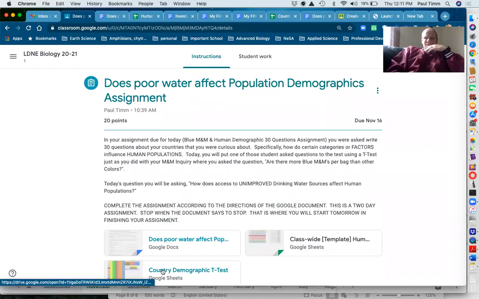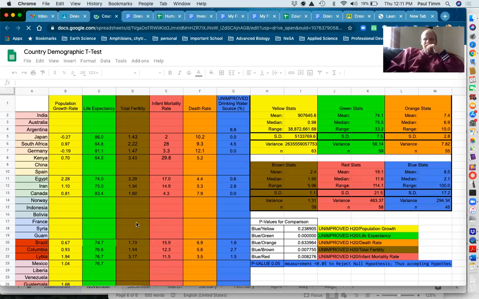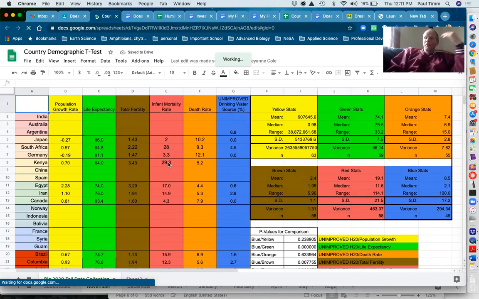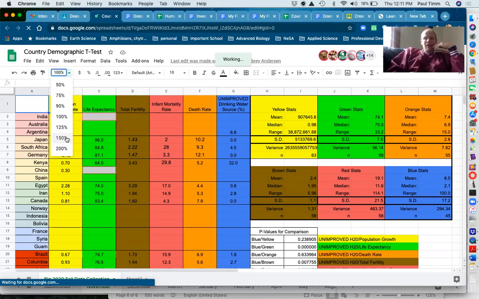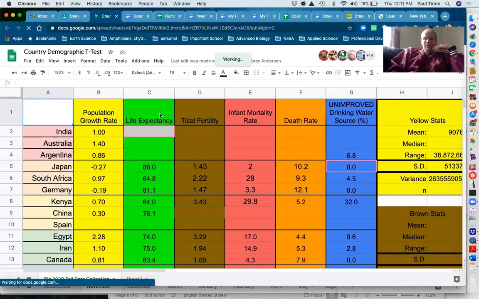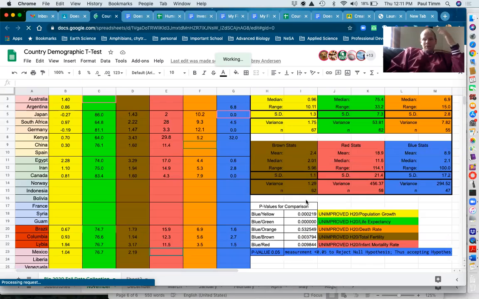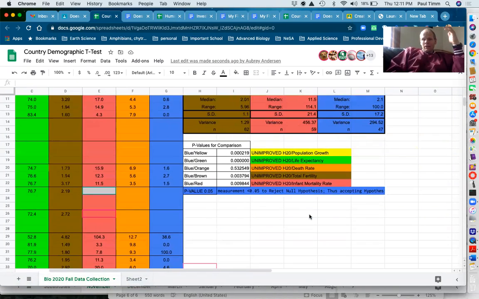And so it's kind of exciting. The students are entering their information in right now. And so I've been watching that information come up. This is a data table that I created when we did our M&M inquiry on the question, are there more blue M&Ms per package of M&Ms than other colors? But instead of M&Ms now that they've had some practice, they are instead looking at comparing population growth rate to drinking water, life expectancy to unimproved drinking water, total fertility to drinking water. And you can see as they enter that information in, and my subs and the resource department are doing such an awesome job, down here our values for our t-test are being calculated, and you're able to compare how does poor quality water affect growth rate. Is it significant? Is it not? Does it play a role?